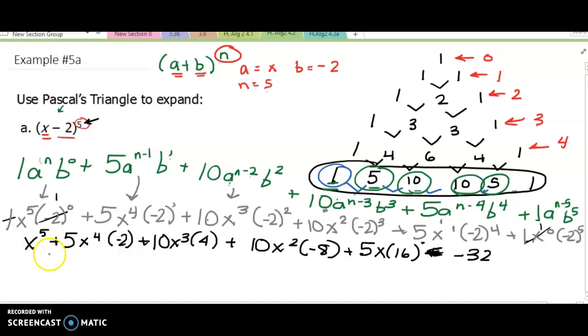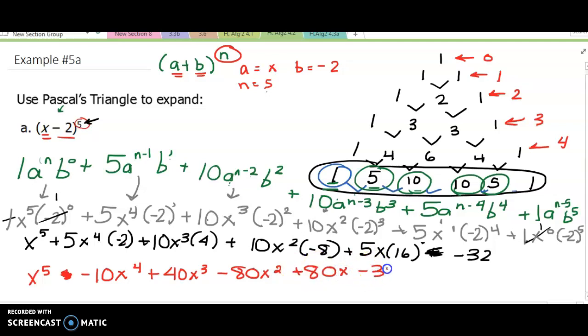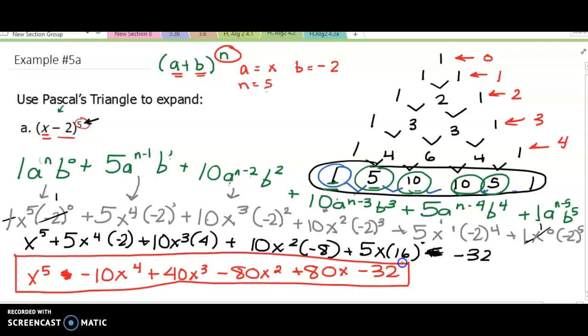Okay, now if I'm going to go and simplify this just a little bit more, this is just x to the 5th plus negative 2 times 5 is a minus 10 x to the 4th. Okay, 4 times 10 is plus 40 x to the 3rd. Negative 8 times 10 is minus 80 x squared. 16 times 5, let me get my calculator. 16 times 5 is 80 again, so 80x and then minus 32. Okay, so without having to multiply all these out, this is what you should get.